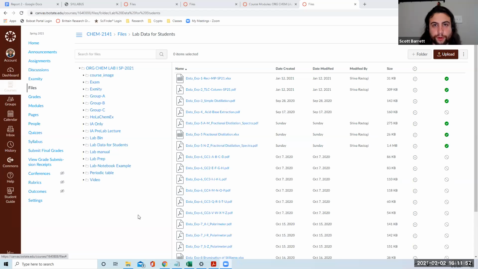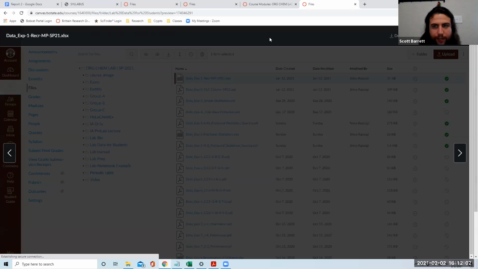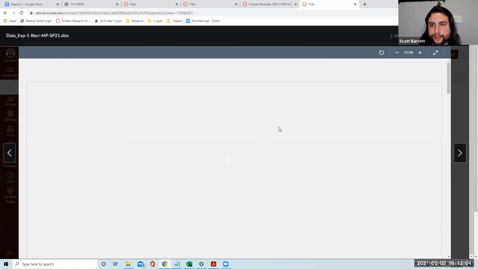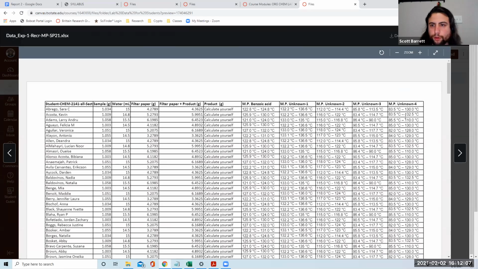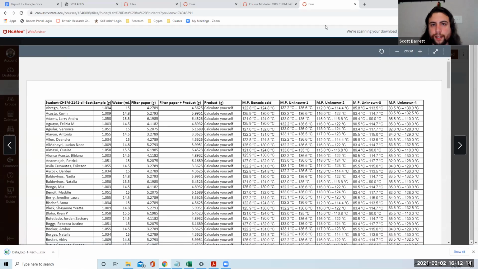And I'm going to share my screen briefly so that way you guys can see where to access it. So whenever you go into Chem 2141, go into Files, go to Lab Data for Students, then come here to Experiment 1 Recrystallization Melting Point, and then you will see the data. You go ahead and download the data, and then you can pull off the data specifically for yourself. Please let me know either now or as soon as possible, if you are not in that Excel sheet, and I can get you your data, because I know it's going to be impossible to work on it without having your data.